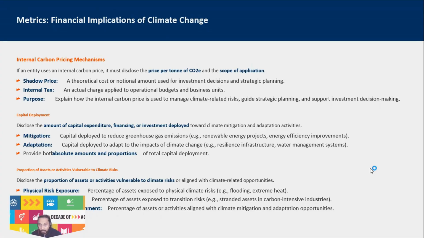Or, for example, where your assets are located where transition risk is very much exposed. For example, your assets are located in Germany, where coal-based power plants are, and those assets can be part of your transition risk, because in Germany there is a regulation that every coal plant has to be shut down. So that is part of the vulnerable assets that need to be disclosed.